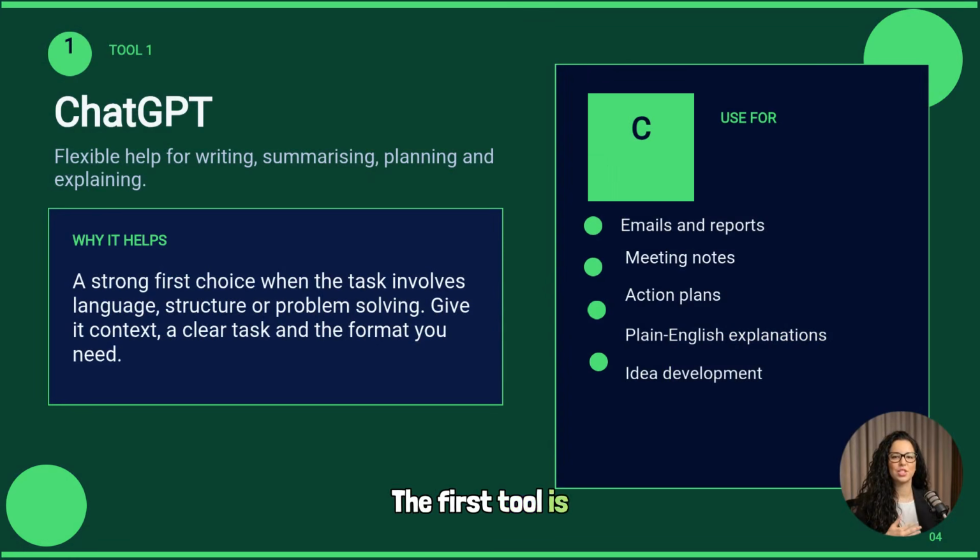The first tool is ChatGPT. It is useful for drafting workplace documents, summarizing information, organizing ideas, explaining difficult concepts, and creating action plans. ChatGPT has a free version, while paid plans provide broader access and higher limits. In a small business, it is often a useful first tool because it can support many different tasks. The result still depends on the instruction you provide. A vague prompt produces a vague answer, so explain the situation, the task, and the required format.